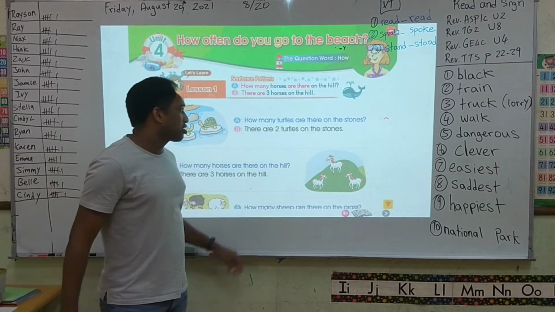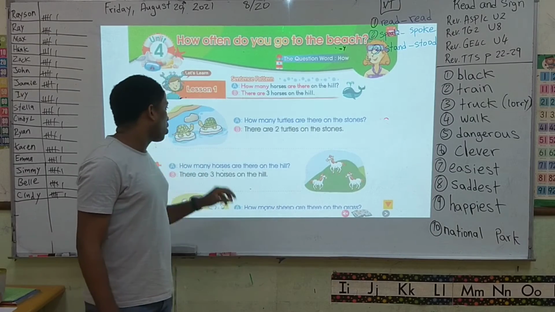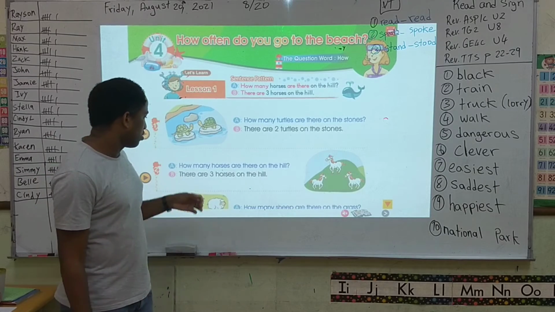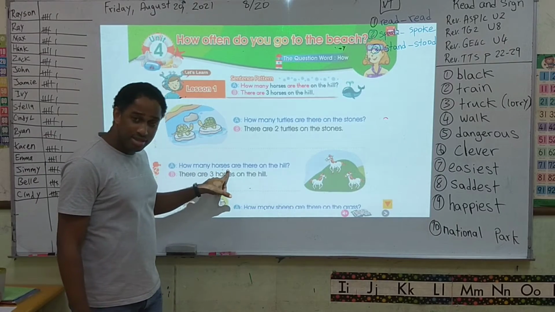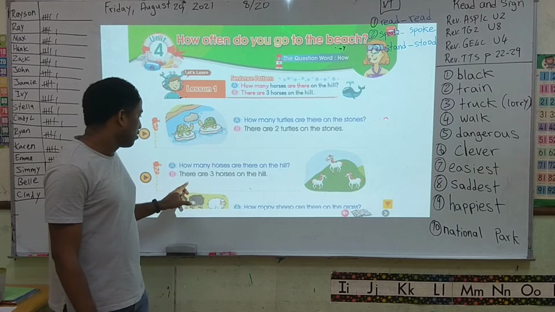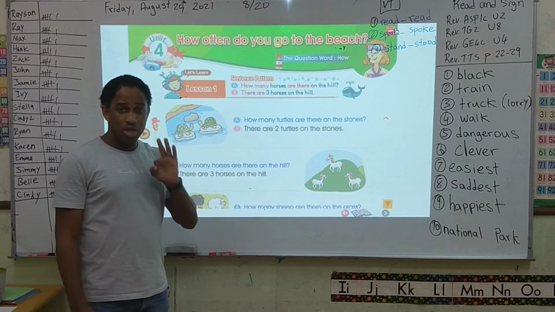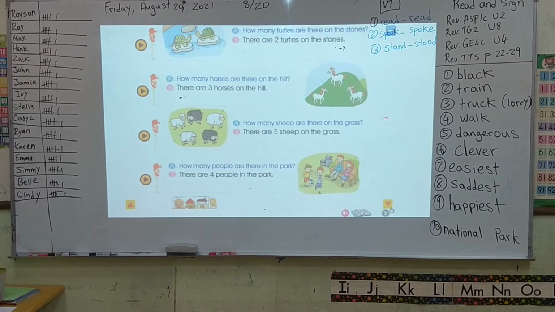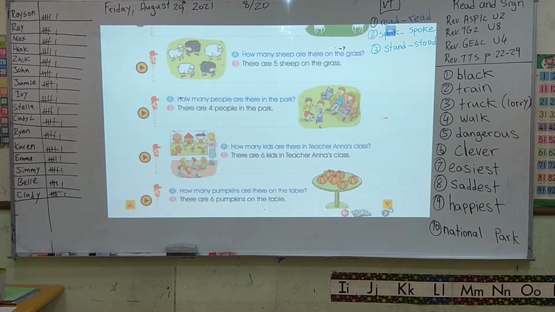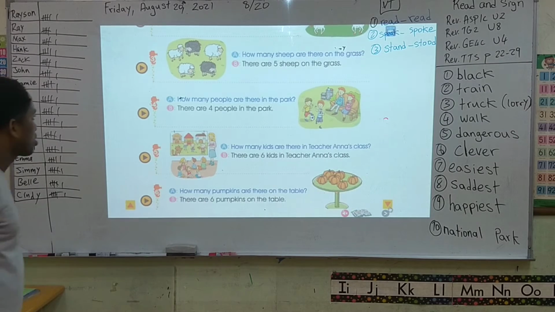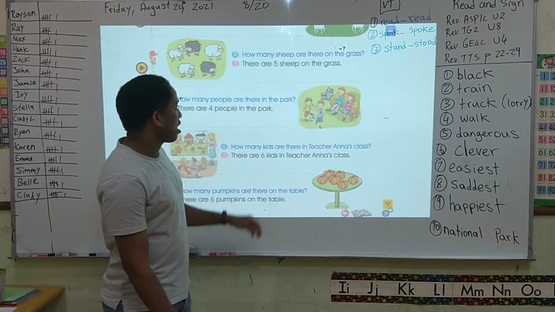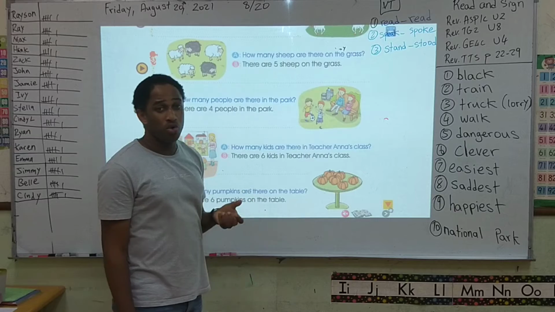How many turtles are there on the stone? There are 2 turtles on the stone. How many horses are there on the hill? There are 3 horses on the hill. Good. Now we go to number 3. How many sheep are there on the grass? There are 5 sheep on the grass.